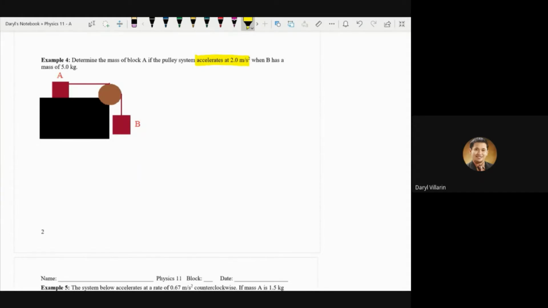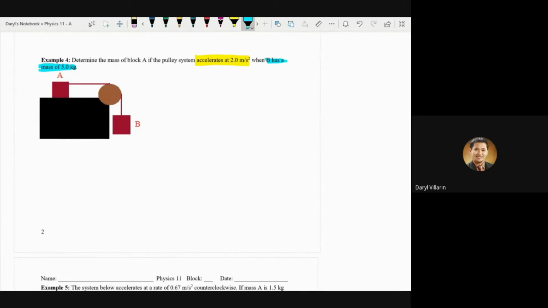And what would be the mass of block A if the pulley system accelerates at 2 meters per second squared when B has a mass of 5 kilograms? So we're just given the mass of B. So this is a variation of this type of problem.